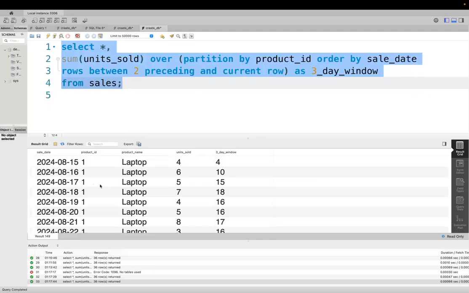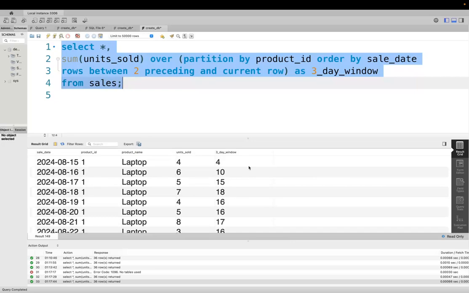On 17th, someone asked, how many laptops sold in last 3 days? That means on 15, 16, and 17. So it is 6 plus 5, 11 plus 4, 15. Now, on 18th, if someone asks, how many laptops sold in last 3 days? That means on 16, 17, and 18. 15th is not added, right? 15th is not added. So 6 plus 5, 11 plus 7, 18, right?